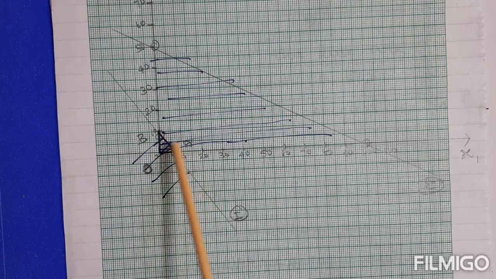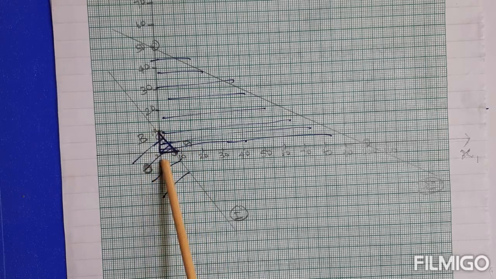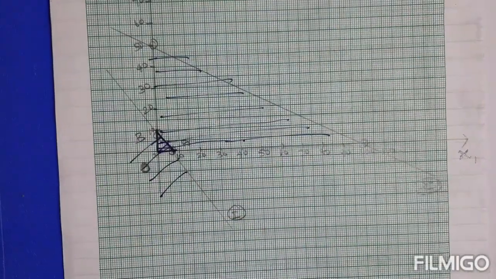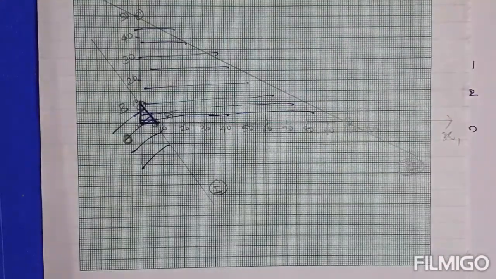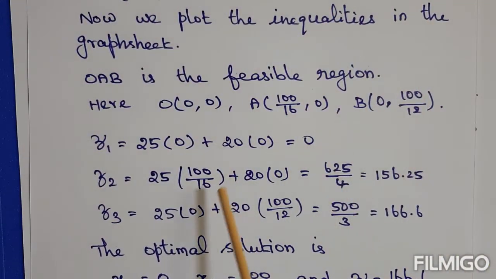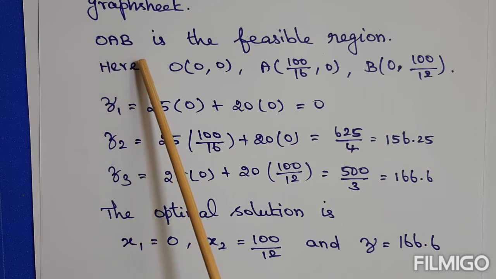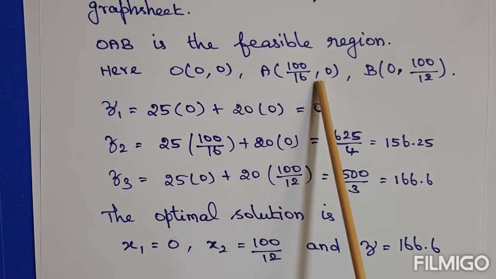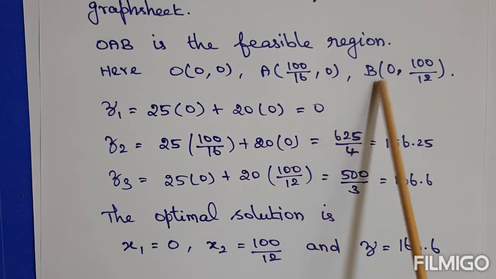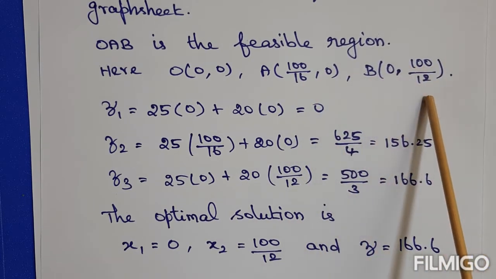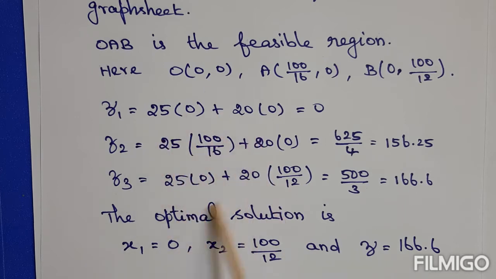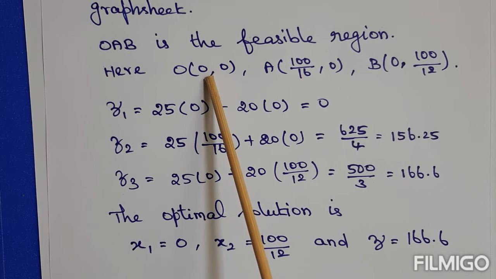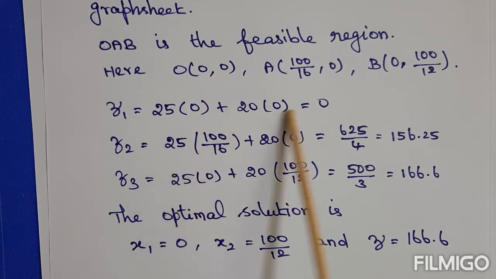Already we know A and B. As usual, O is the origin. Now, we plot these 3 points, O of 0, 0 and A of 100 by 16, 0 and B of 0, 100 by 12 in the objective function. So, substitute one by one in the objective function.